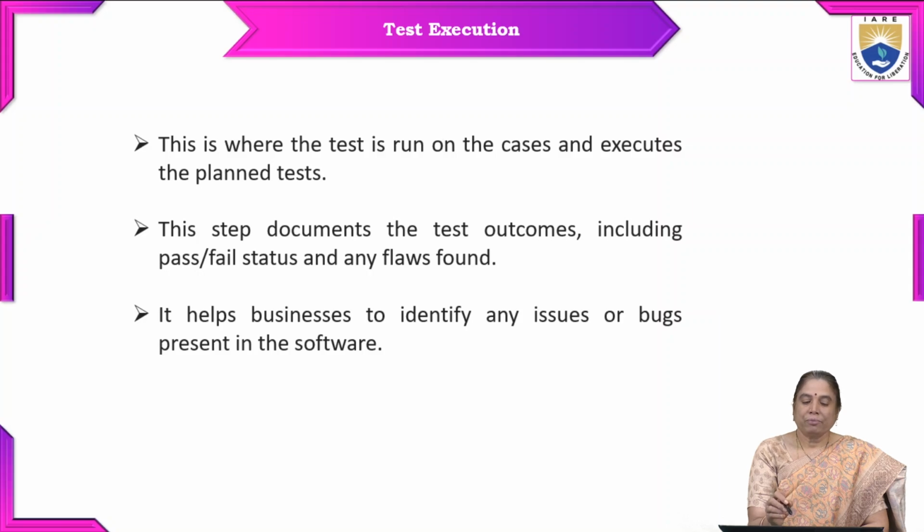In this phase of the life cycle, the tests are executed according to the planning resources, and the outcome of the test must be taken into account, where the actual output of the test results comes in. If the expected output is the same as the actual output, then the status is passed; otherwise the status is failed. These failed cases can be identified as flaws. So it helps the business to identify any issues or bugs present in the software.